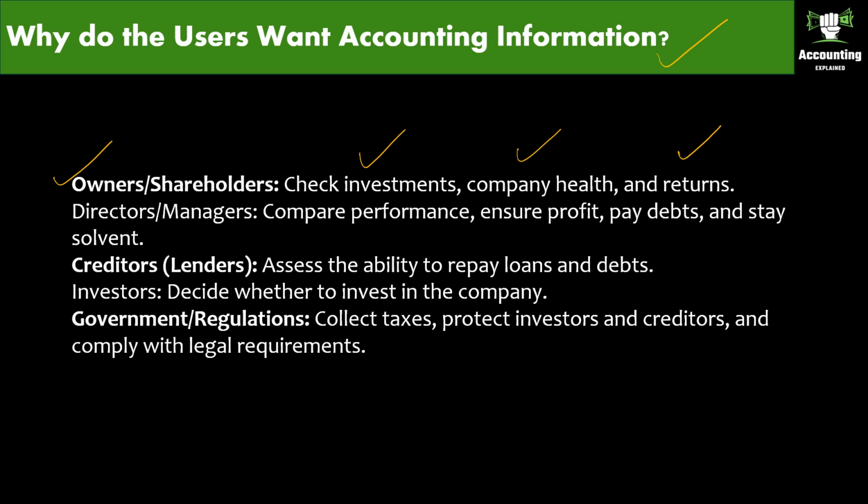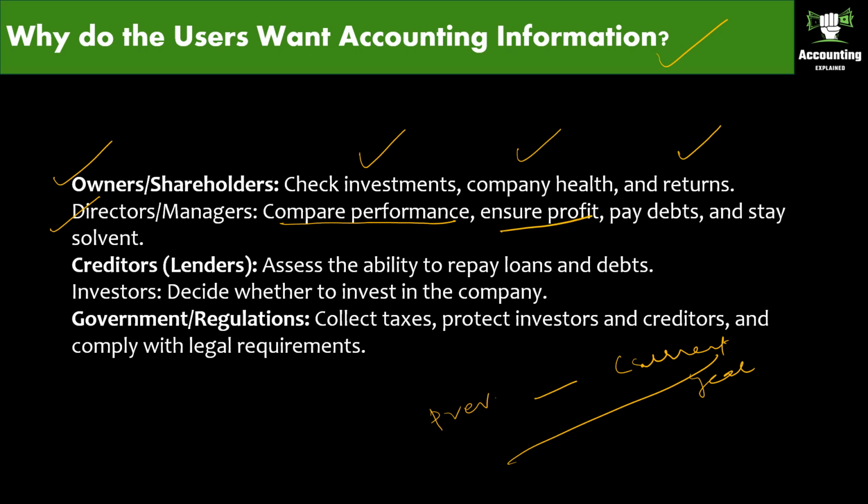Okay. Next, directors or managers. Directors and managers need accounting information to compare performance of the previous year and the current year. They will compare performances year-wise. Ensure profit. They ensure that the company earns profit. Pay debts. And with the profits, whether we are able to pay our debts. And stay solvent. Solvent means stay in a positive way.